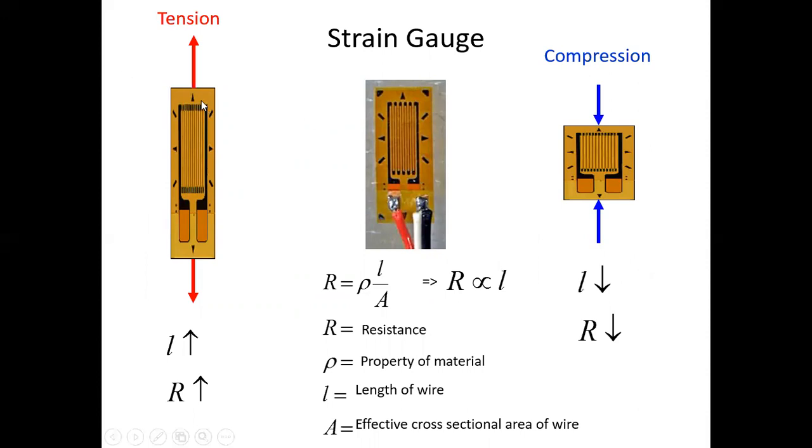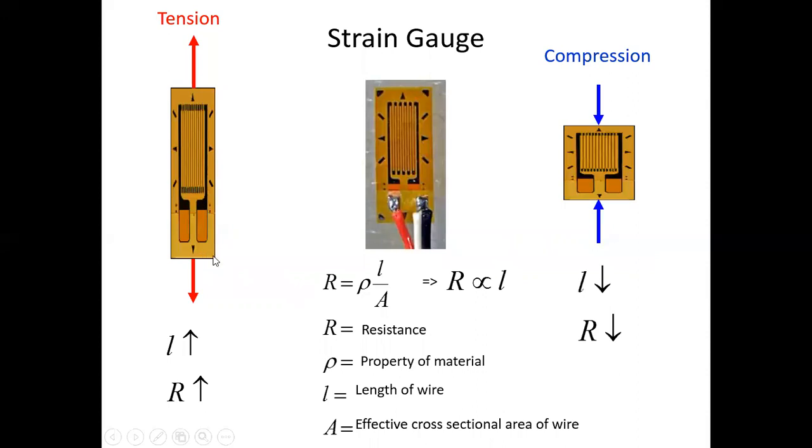This is an object having the tension. Strain gauge. This is tension and this is compression. Tension means the force will be away from the object, and due to that it will expand the length. And if the force is towards the object from both the sides, then it will be compressed. As the length increases, the resistance of that increases.